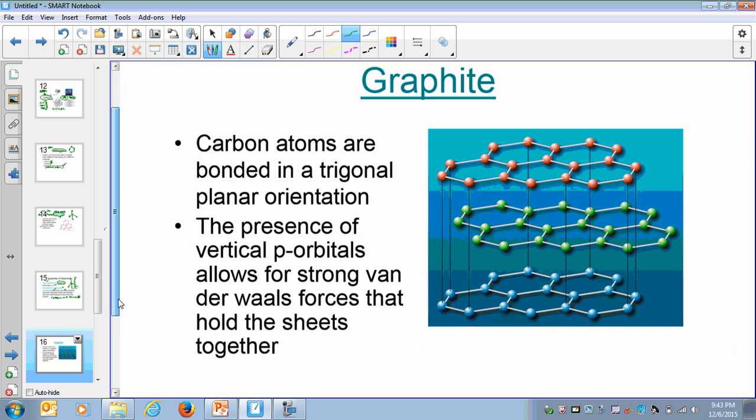Here, graphite, where carbon is bonded to three other carbon atoms. Let me make it a different color. So if this is the carbon, it is bonded to 1, 2, and 3 carbon atoms. Now if this is the carbon, it is bonded to 1, 2, and 3 carbon atoms. So the coordination number for graphite is 3, because each carbon is bonded to three other carbon atoms.